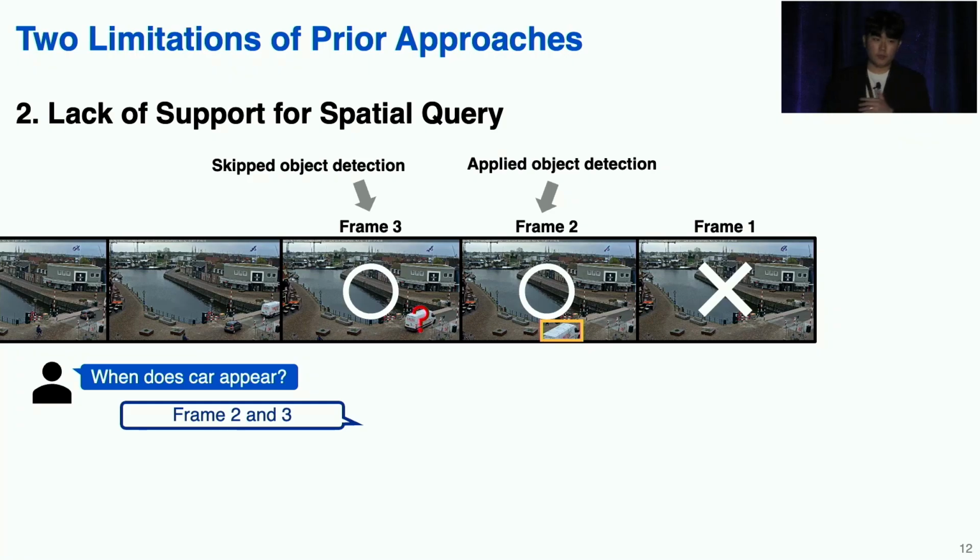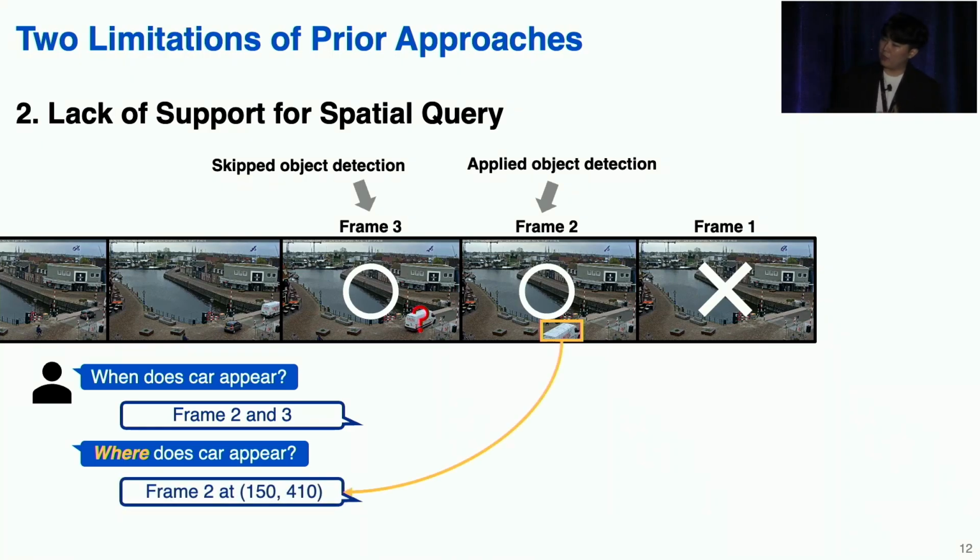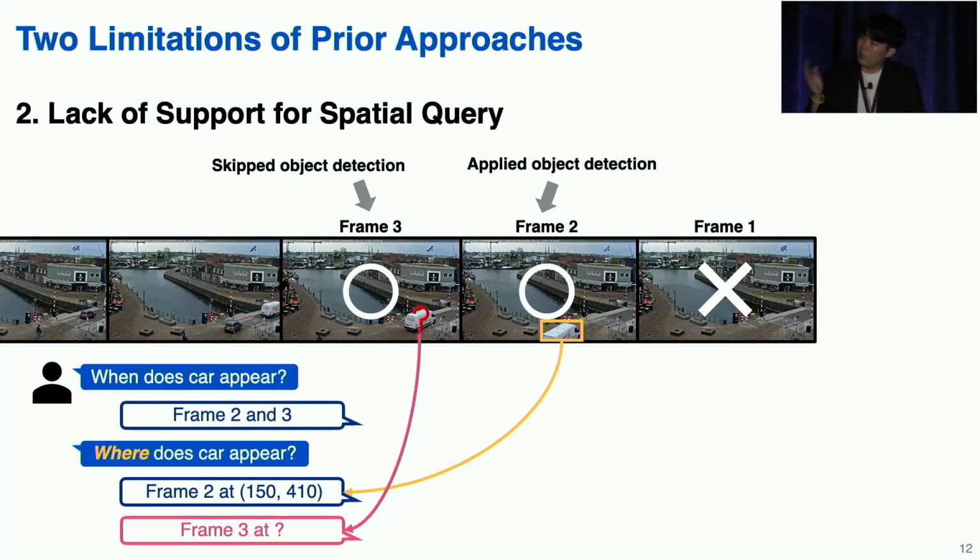So recall in the previous example, running the object detector on one of the frames was enough to answer the question. However, this time the user is interested in where a car appeared. So for frame 2, we have the bounding box information, so we can answer the query right away. But for frame 3, we don't have the information about the bounding box. We know the car is somewhere in the frame, but we just don't know where it is. So the prior works cannot support queries that require spatial context.